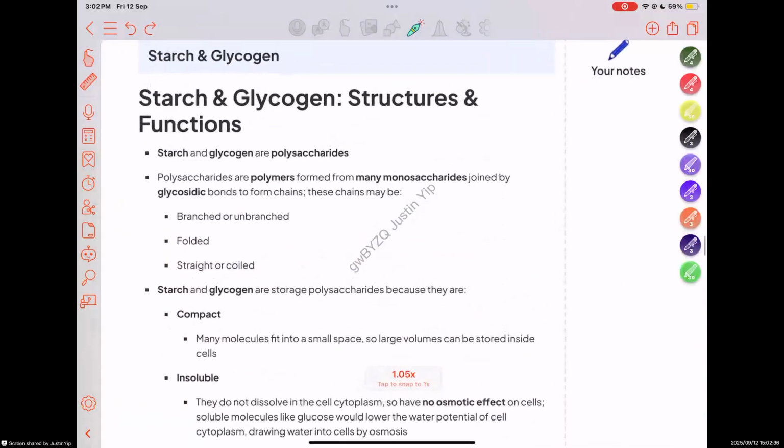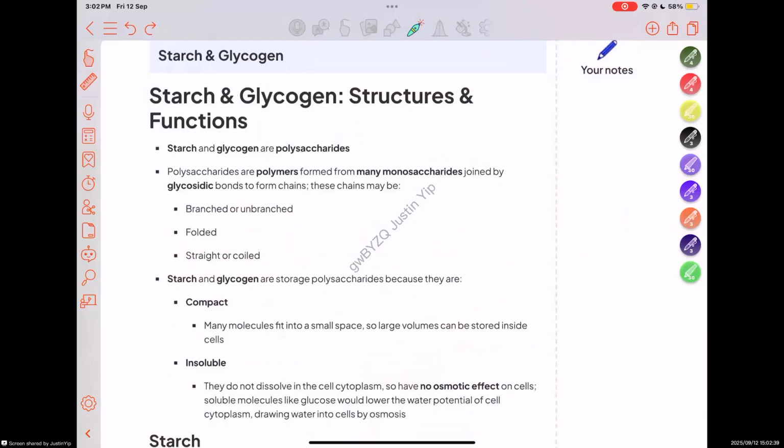So first, you have starch and glycogen. Starch and glycogen, you need to know their structure and function. Both of them are polysaccharides, and they can be branched or unbranched. They can be folded, or they can be straight or coiled. There are a lot of patterns, a lot of structures, just like chemistry. You can be branched out, folded, or straight or coiled. So these are starch and glycogen.